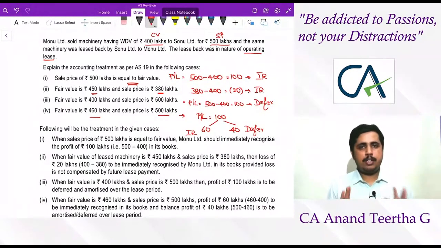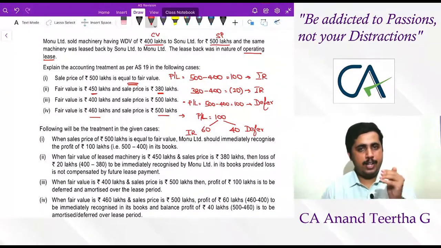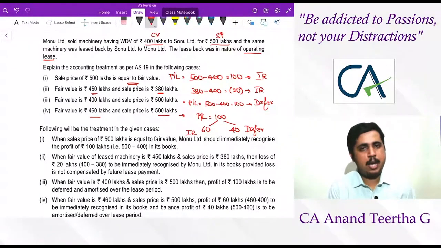So you have to remember the elements carefully. Up to fair value, immediately recognize. Above fair value, you have to defer it. So up to fair value is 460 minus 400, which is 60, immediate. Above fair value, 500 minus 460, which is 40, deferred. So the total is 100, but the treatment will differ.